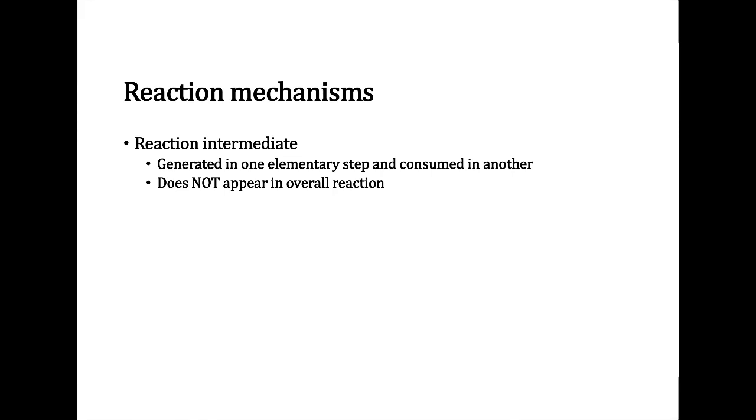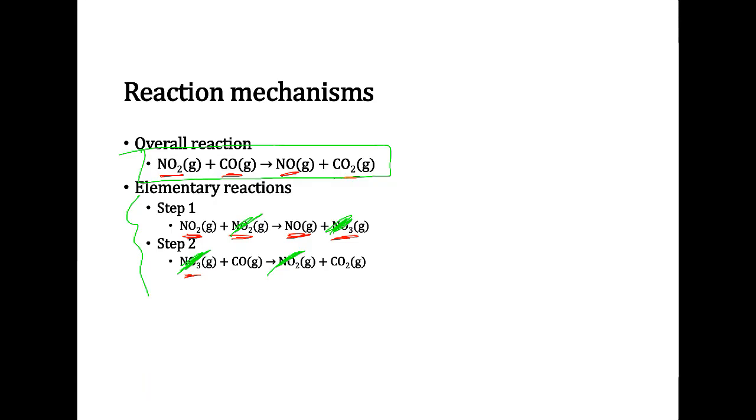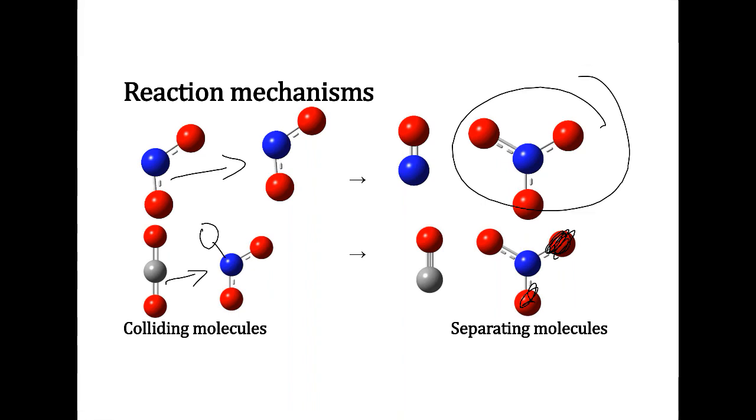Well, what do we call those species that don't appear in the overall rate law or in the overall reaction? Well, we call those intermediates. An intermediate is a molecule that's generated in one elementary step but then consumed in another. An example of that would be NO3 in this case. We formed NO3 right here, and then it was consumed in the very next step. All right, and then I just completely screwed up this picture, so we'll talk about that in class one day. That should be NO2 over here.